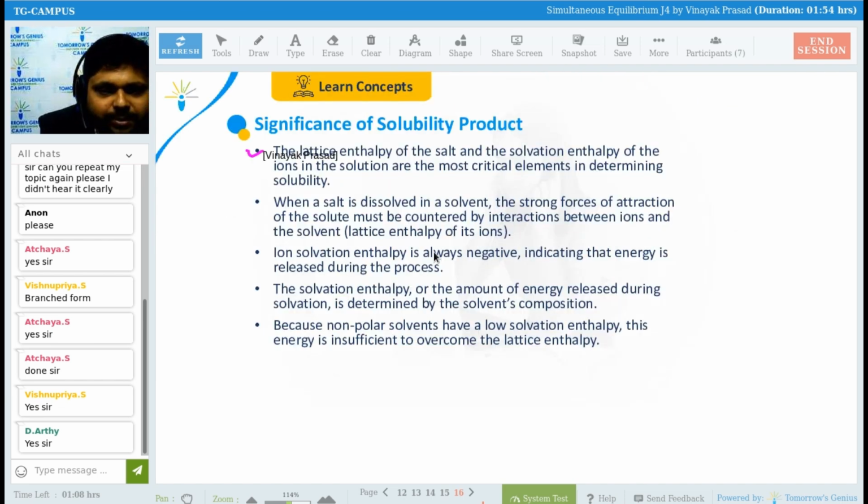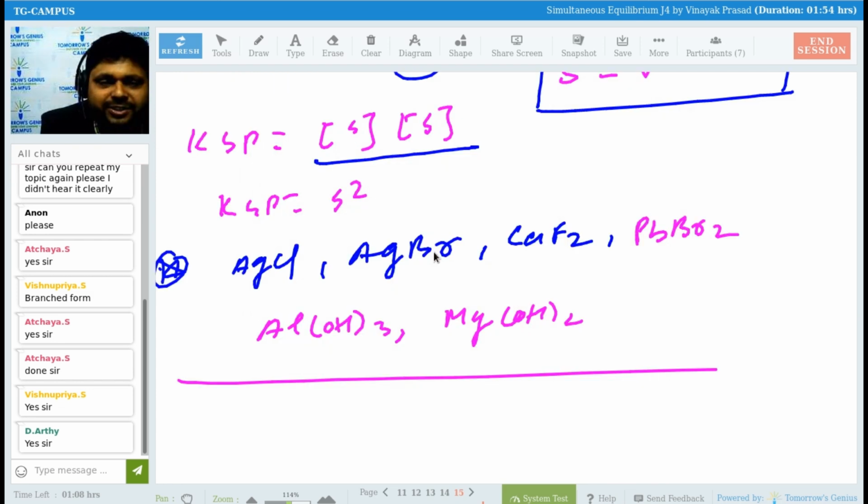Now, the significance of solubility product. So guys, who will tell me what this solubility product is? Who is going to tell me what the solubility product is? Is there anyone who can tell me about the solubility product? DRT, can you please tell me what the solubility product is?